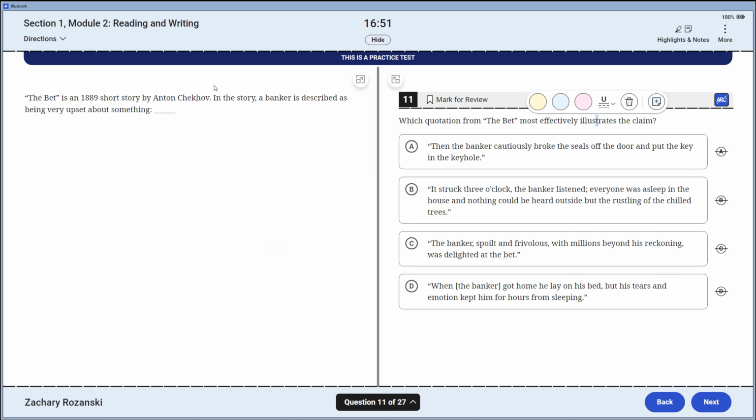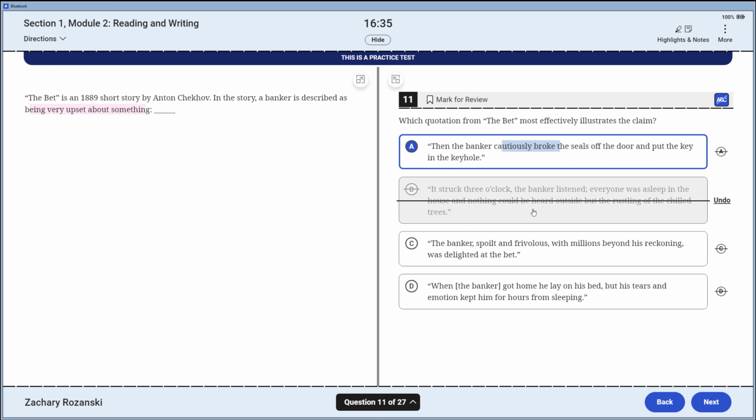The bet most illustrates the claim. A banker is described as being very upset about something. Let's find some notion of being very upset about something. Then the banker cautiously broke the seals of the door and put the key into the keyhole. I mean, he was cautious, maybe. It struck 3 o'clock. The banker listened. Everyone was asleep in the house and nothing could be heard.